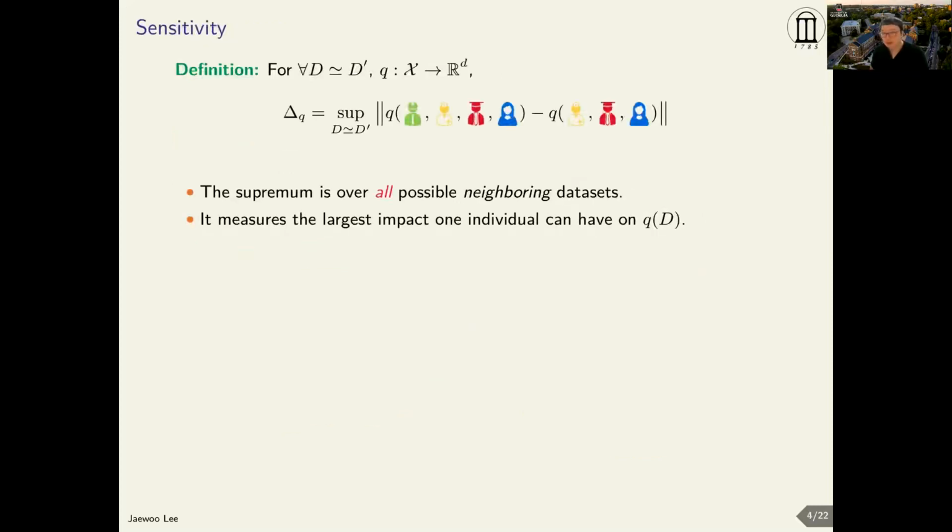An important concept in differential privacy is the sensitivity. Sensitivity of a query function Q is defined as the largest difference of function outputs between two neighboring data sets. Intuitively, this sensitivity measures how much difference one individual can make on the output of a function. In our context, it measures how much influence one individual can have on the gradient.